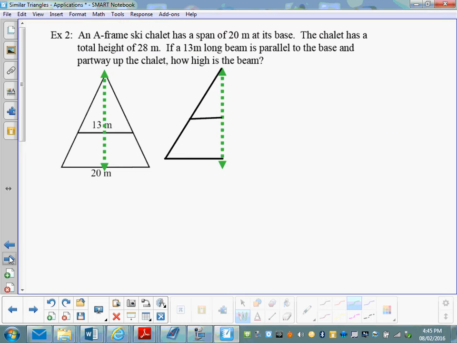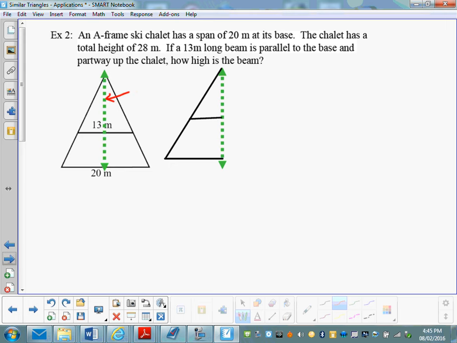Okay, let's take a look at example 2. An A-frame ski chalet has a span of 20 meters at its base. The chalet has a total height of 28 meters. If a 13-meter long beam is parallel to the base, partway up the chalet, how high is the beam? So, quite a bit going on here.